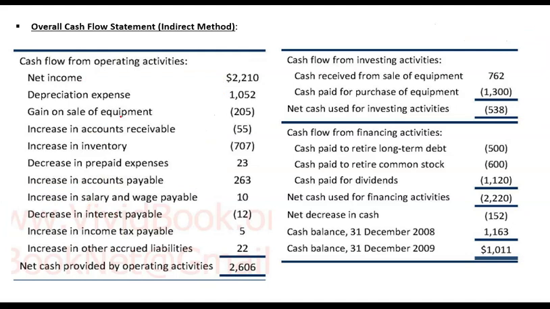take operational items into account, like depreciation expense, gain on sale of equipment, accounts receivable, inventory, prepaid expenses, accounts payable, wages payable, interest payable, income tax payable, and other accrued liabilities. Investment items would go to investing activities and financing items would go to financing. Only the operational items would fall in cash flow from operating activities. Generally, you will see income tax and interest payable also being recorded in operating activities or operational cash flows.